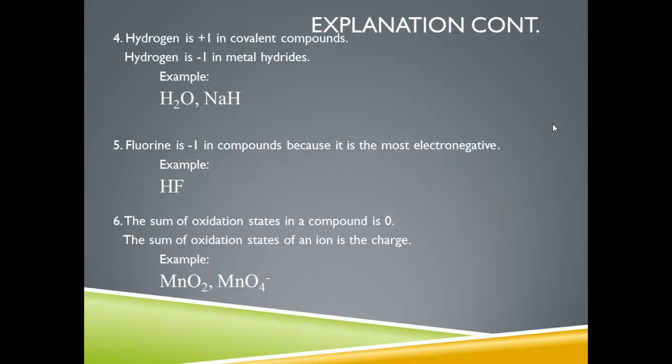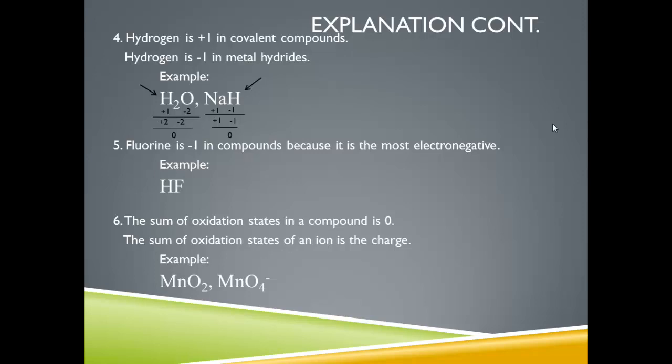Rule number 4, hydrogen is a +1 in covalent compounds. H2O is a covalent compound, so hydrogen's a +1, and there's 2 of those, so oxygen has to be a -2, and that gives you a sum of 0. Hydrogen is a -1 in metal hydrides. NaH is a metal hydride. Hydrogen's a -1. Sodium's a +1. So that's a total of 0.